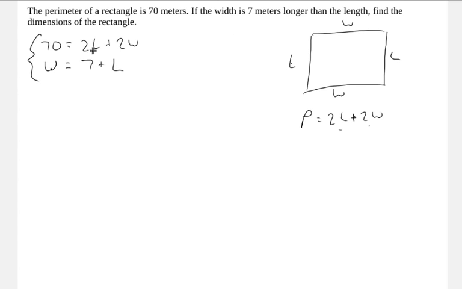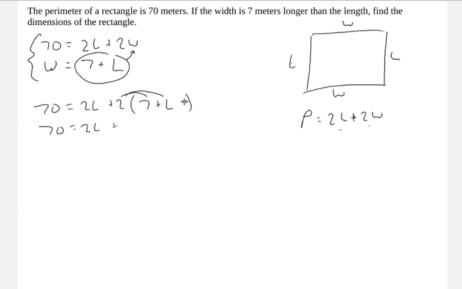To solve this, it looks like the substitution method again is going to be the most useful. So I'm going to plug in that value in place of the W here. So I get 70 equals 2L plus 2 times W, except instead of W, I'm going to write 7 plus L. Alright, solving this equation, I get 70 equals 2L plus, distributing my 2 through here, 14 plus 2L.